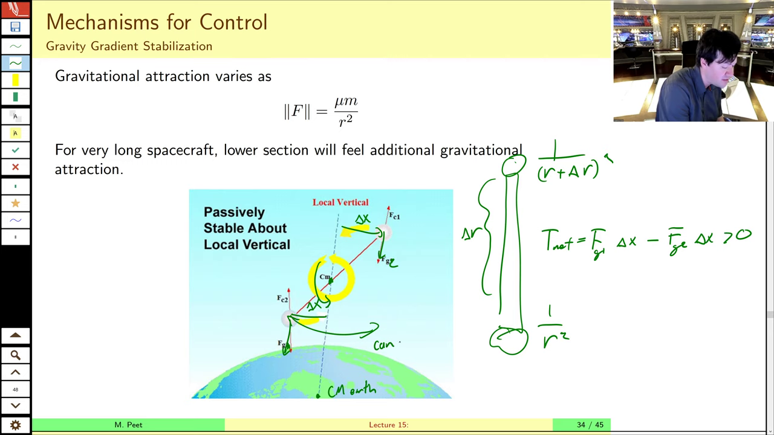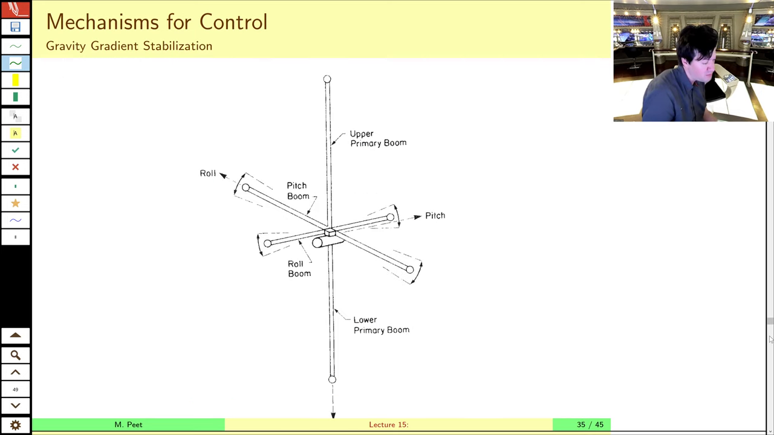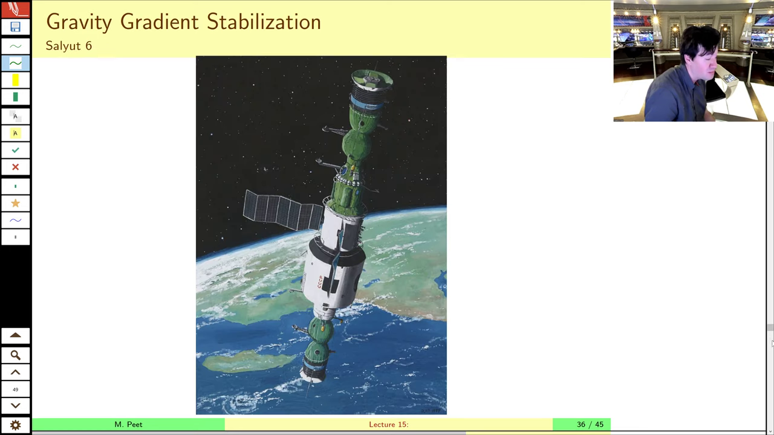A downside is that it can oscillate. There's no damping in space, and so that's a bit of an issue. But there's a passive stability criterion. No electricity is required, no delta V, that's the advantage. So it's cheap and relatively easy. You can use these counter torquers to create a little bit of damping, so that is possible.